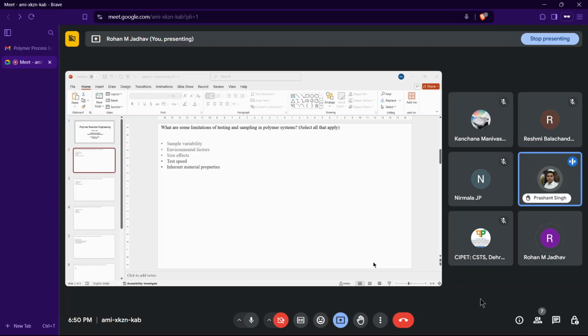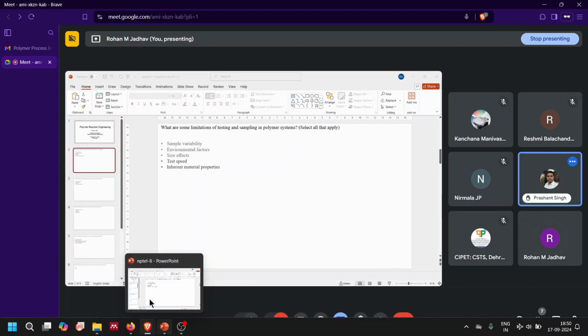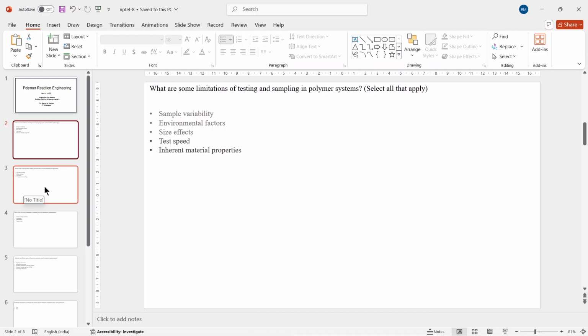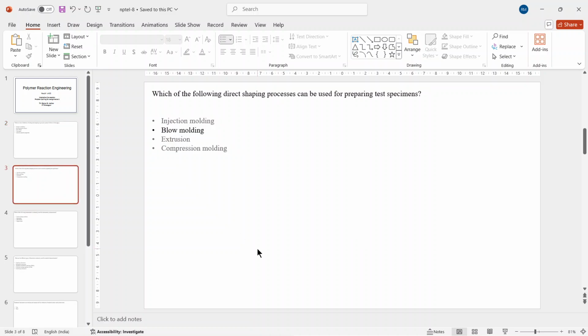Sir, can you discuss the second problem because I missed that part? Oh, okay. So the first one was this one. The second is again this one. The question is: the direct shaping process used for preparing the test specimen? The answer for this is injection molding, extrusion, and the compression molding process.